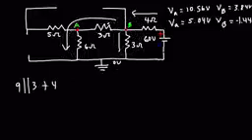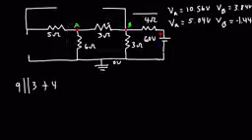So that's how you can tell which resistors are in series and which ones are parallel to each other. It's based on the flow of the current. If there's only one path for the current to flow, the resistors are in series. If it can split off into multiple paths, then those resistors are in parallel with respect to each other.